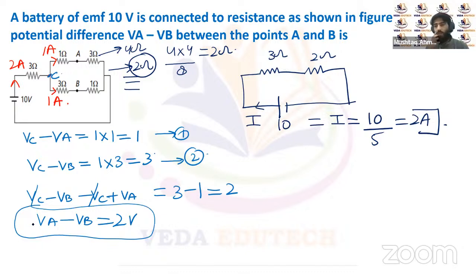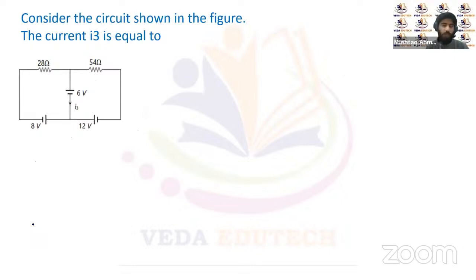So that's how we solve this problem, using the concept of equivalent circuits and the concept of current distribution here at this point C. So 2 volts is the potential difference between VA and VB. Let's move on to the next question here.